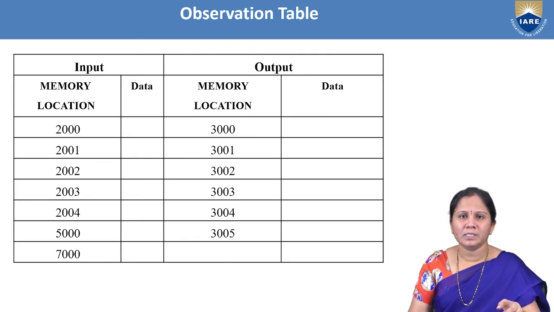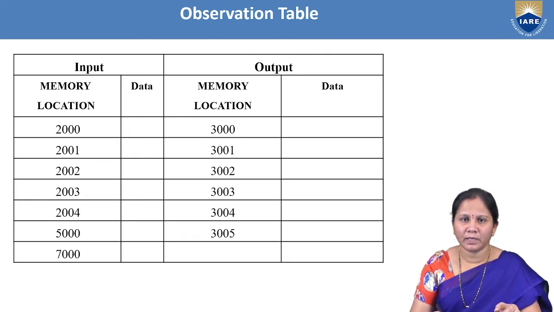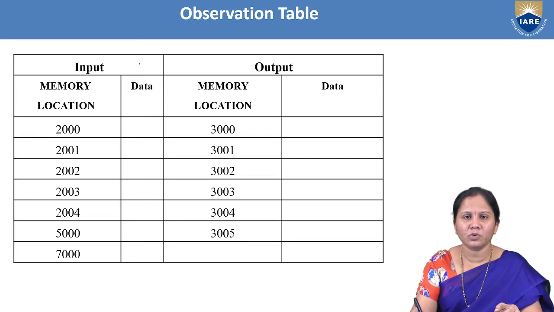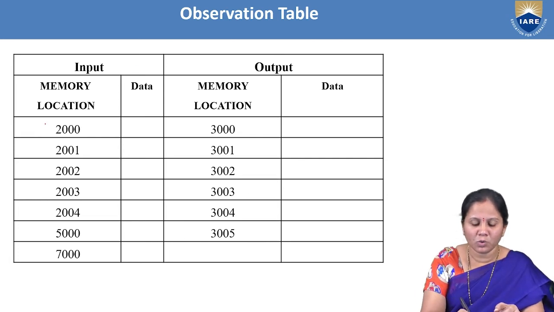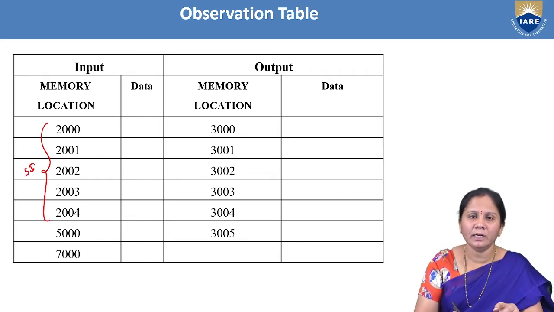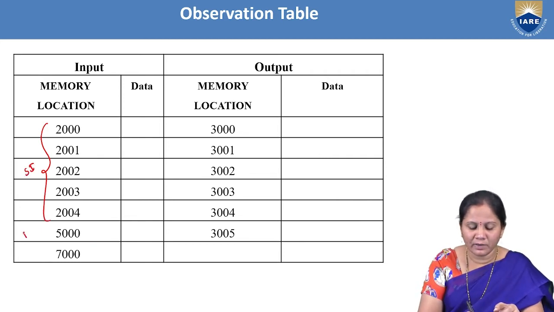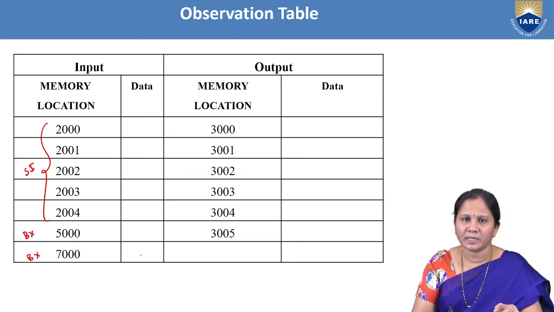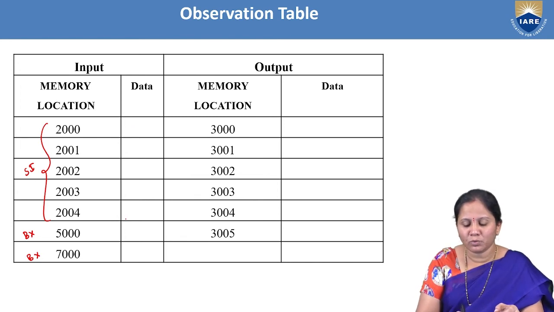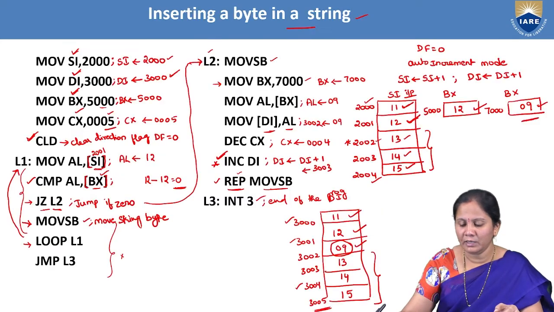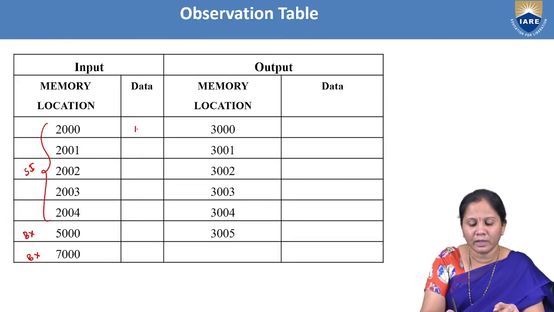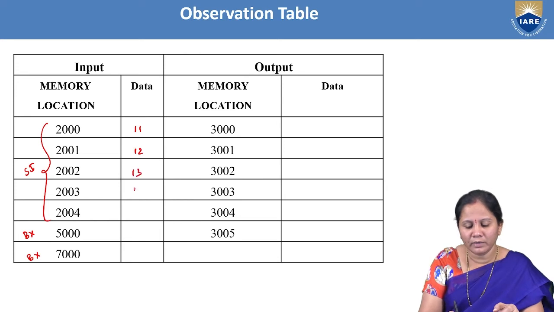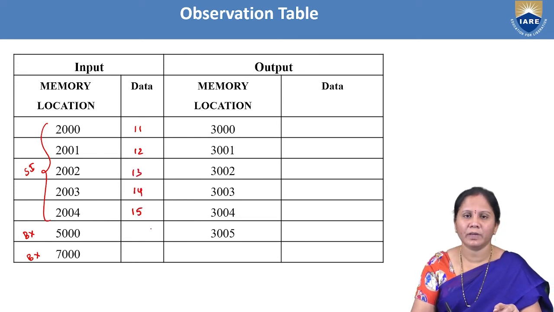Now if we consider the program's observation table, it consists of input. All these are the memory locations that have been handled by the register SI. And this is the value of BX. After that, 7000 is the value of BX. From 2000 to 2004 we have considered a string, that is, previously we considered 11, 12, 13, 14 and 15 as the string.